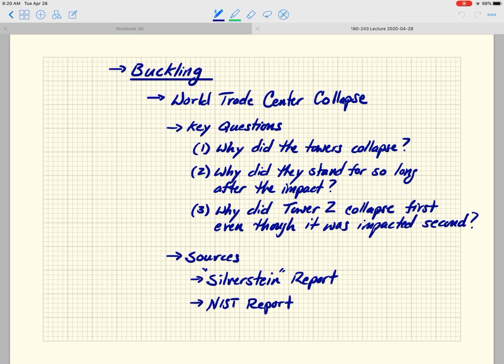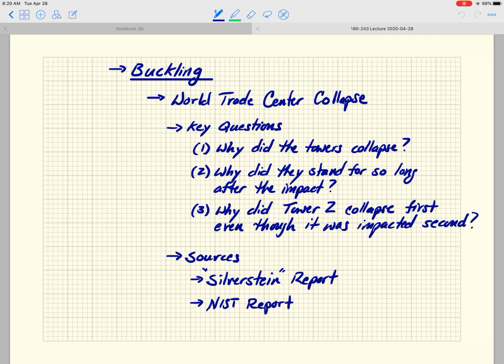I think they're still largely considered the seminal reports on this. The first is the Silverstein report. So these were owned by or managed by Silverstein Properties. They were actually part of the Port Authority of New York and New Jersey. And the NIST report. NIST is the National Institute for Standards and Technology, and it's in the U.S. Department of Commerce, and they took the lead from the government standpoint to investigate and ultimately answer these three key questions.